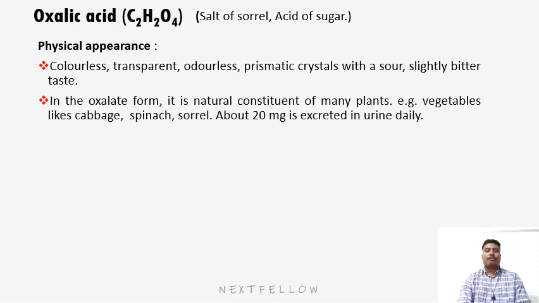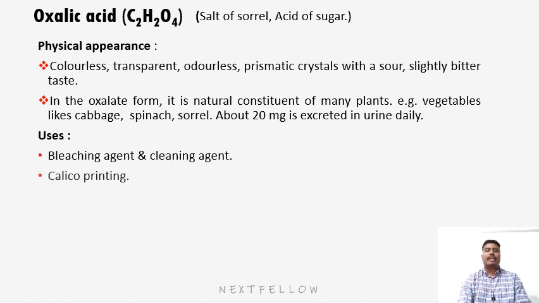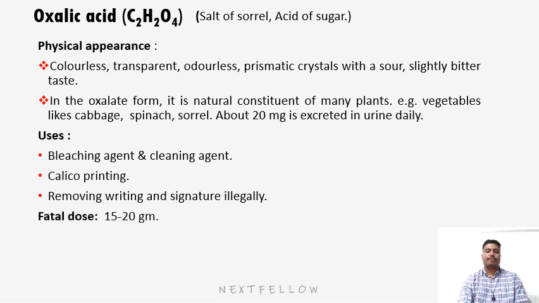In the oxalate form, it is a natural constituent of many plants, that is, green leafy vegetables like cabbage, spinach, sorrel. About 20 milligram of oxalic acid is excreted in urine daily. Now, the uses of oxalic acid: it is used as a bleaching agent and cleaning agent, it is used in calico printing, and it is used in removing writing and signatures illegally, that is, it is an ink remover. Now, the fatal dose is 15 to 20 grams and the fatal period is 1 to 2 hours.